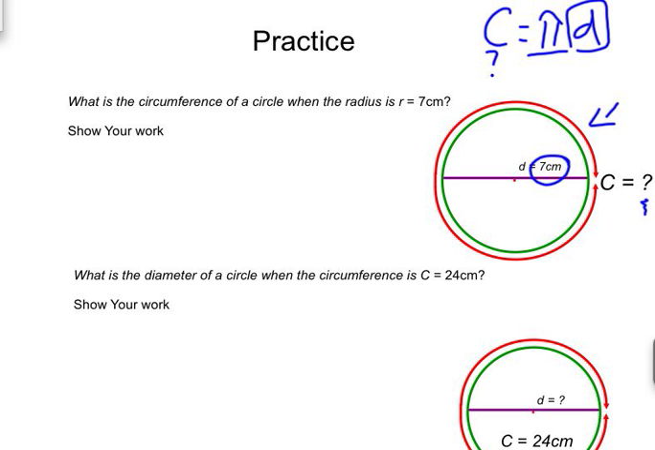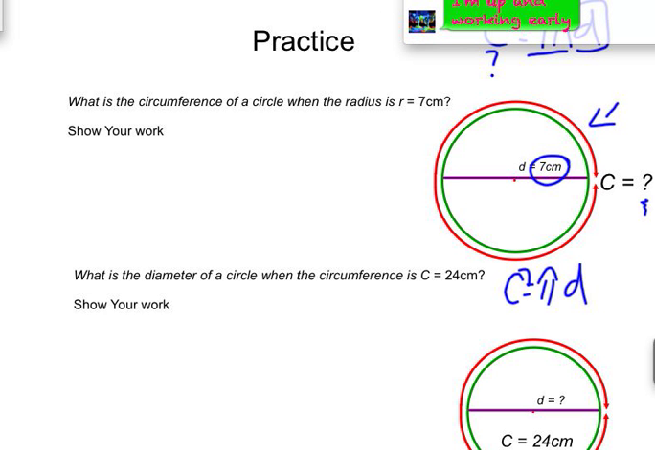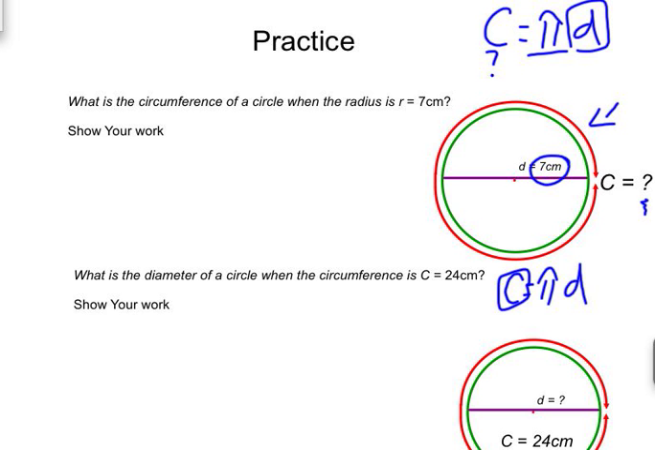And on this other question, they're asking you for something different. What is the diameter of a circle when the circumference is 24 centimeters? So now you have your circumference and you have pi, but now you're solving for your diameter. Try both of those questions, and we'll go over them in class.